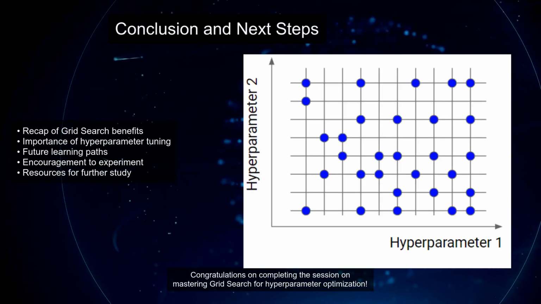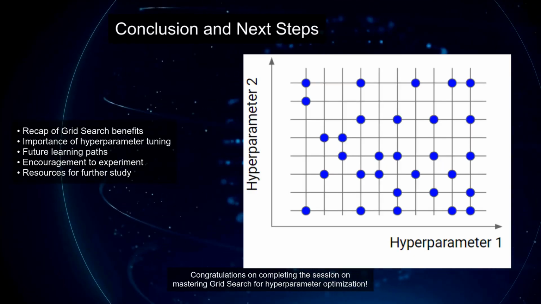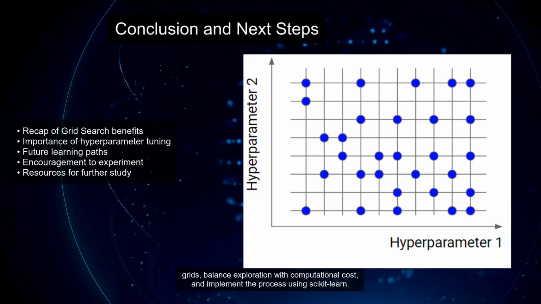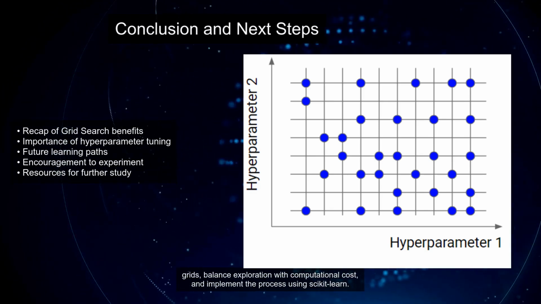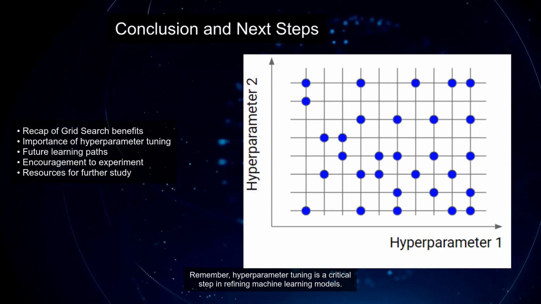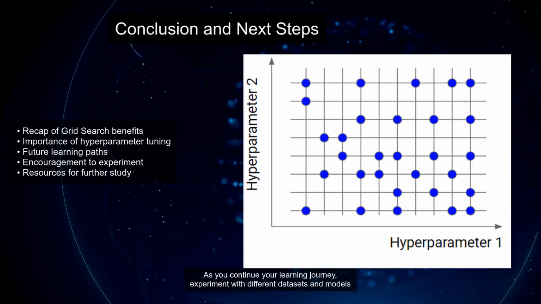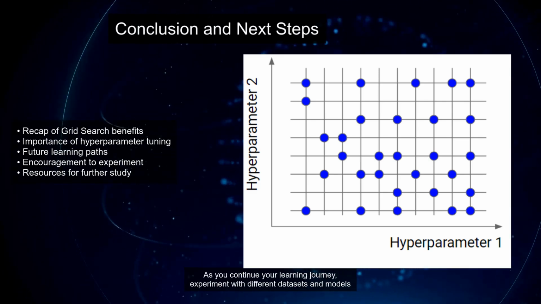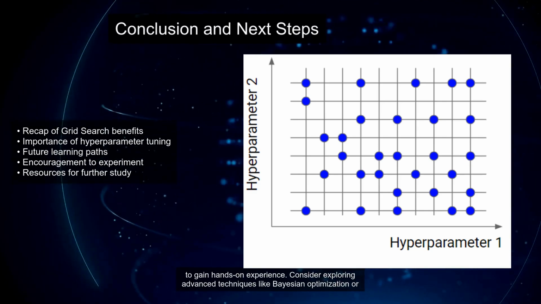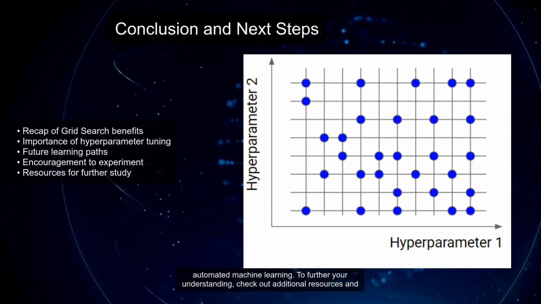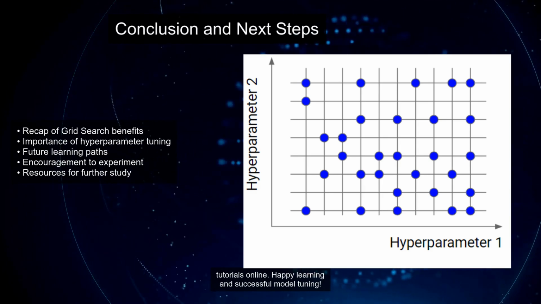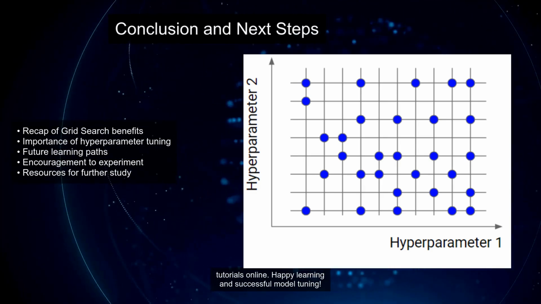Congratulations on completing the session on mastering grid search for hyperparameter optimization. We've covered the importance of grid search, how to set up parameter grids, balance exploration with computational cost, and implement the process using scikit-learn. Remember, hyperparameter tuning is a critical step in refining machine learning models. As you continue your learning journey, experiment with different datasets and models to gain hands-on experience. Consider exploring advanced techniques like Bayesian optimization or automated machine learning. To further your understanding, check out additional resources and tutorials online. Happy learning and successful model tuning!